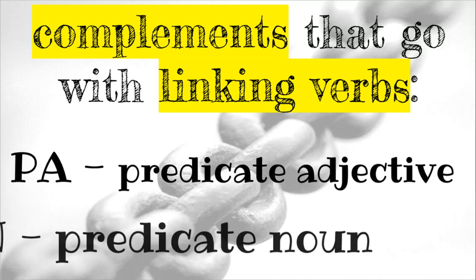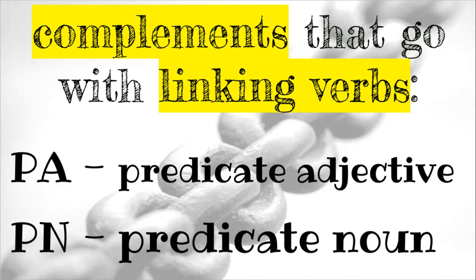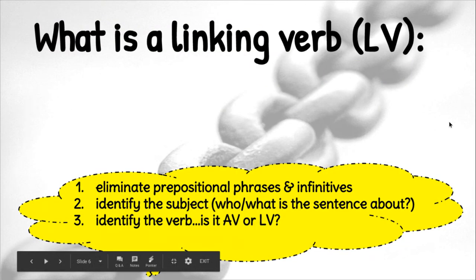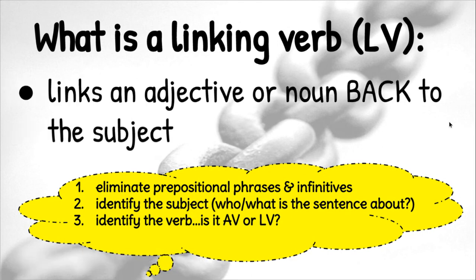So I guess this is a little redundant, but again, when we look at linking verbs, we have these things that we're going to abbreviate with PA and PN. Before we do that, we have to understand what a linking verb is and how it is different from an action verb. And so like its name, linking verb, we want to think of it kind of like a chain, and that's why I have that in the background. It's going to link an adjective or a noun back to the subject. So you'll have your subject and then your linking verb, and then some word that follows the linking verb that either goes back and describes your subject or renames your subject.